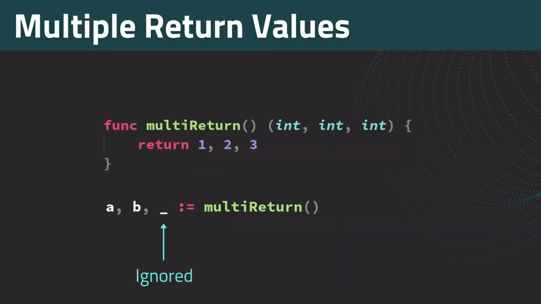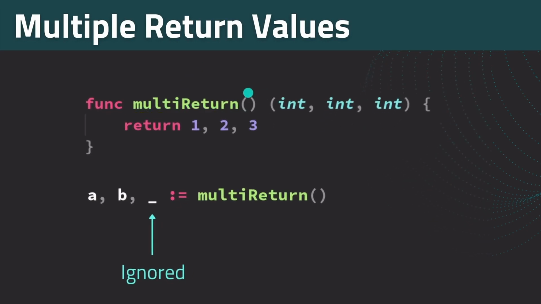We can also return multiple values from functions. So here we have a function named multi-return, and it doesn't have any function parameters. It's going to return 3 integers, and so we have multiple return values by using parentheses, followed by the name of each type that we want to return. Within this function, we're returning 1, 2, and 3.